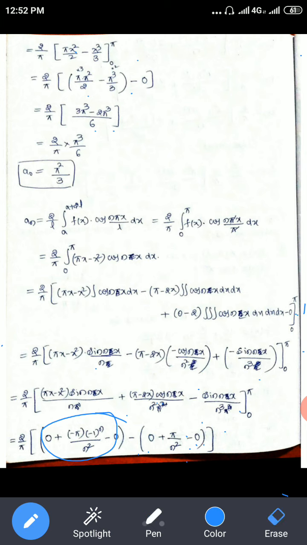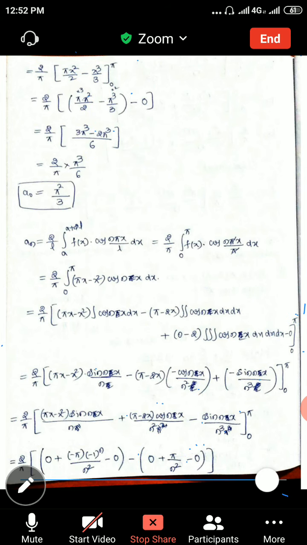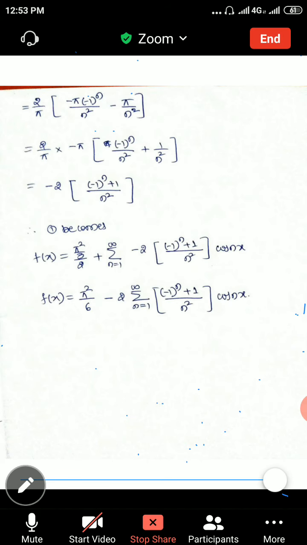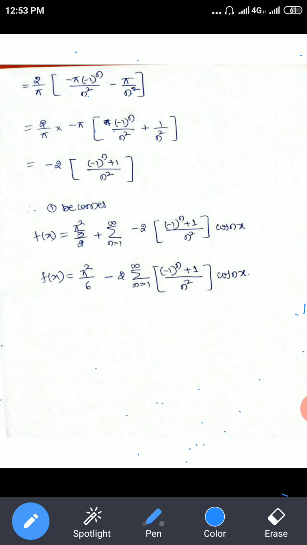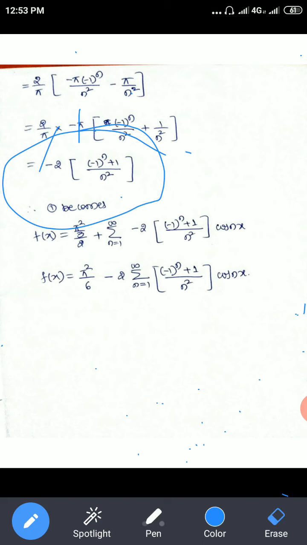So what we are getting is 2 by pi, minus 1 raised to n divided by n square minus pi divided by n square. What is common here? Minus pi is common: minus 1 raised to n divided by n square plus 1 upon n square. This pi gets cancelled. So minus 2, minus 1 raised to n plus 1 divided by n square. This value of n I'll substitute in equation 1.